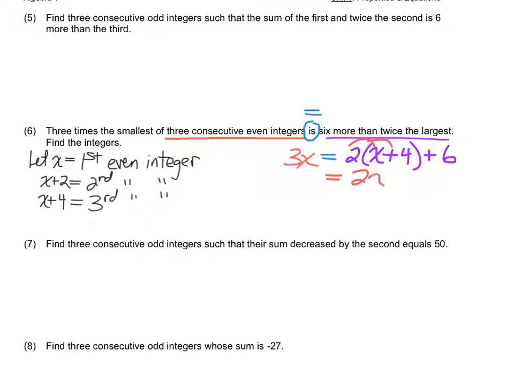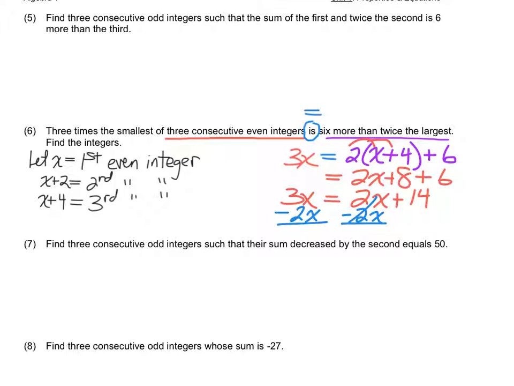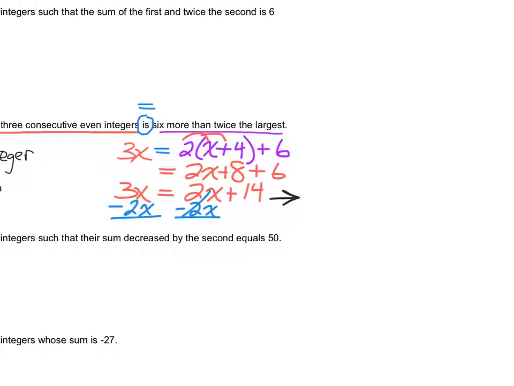So 2x plus 8 plus the 6 simplifies to 2x. Subtract the 2x. And we get what? X equals 14.